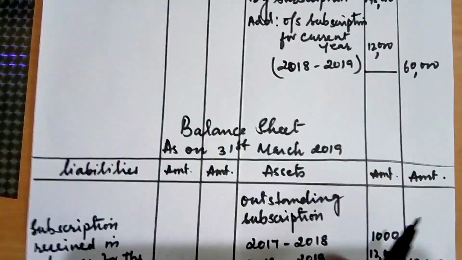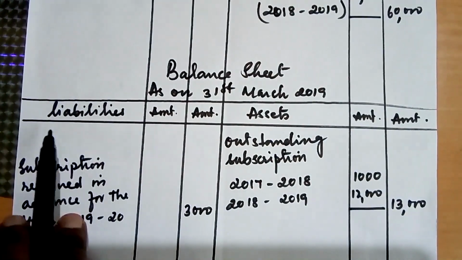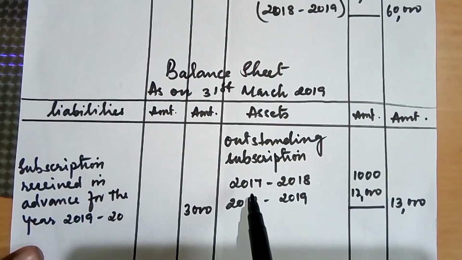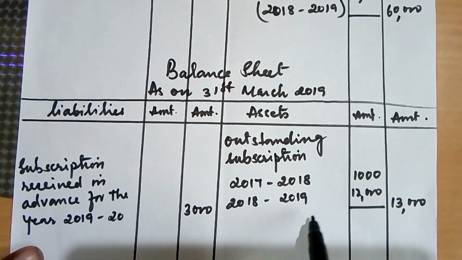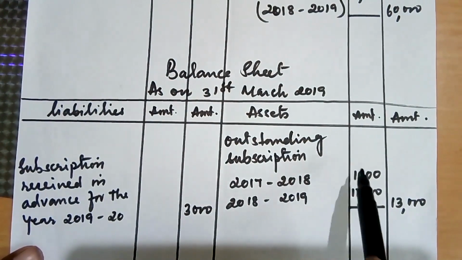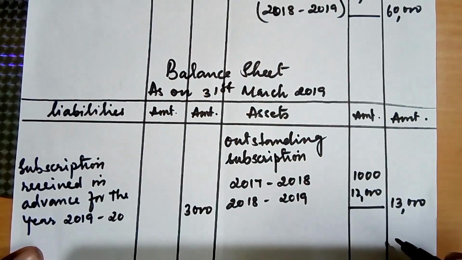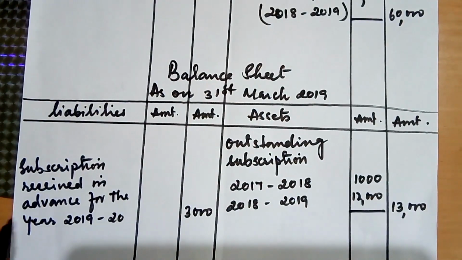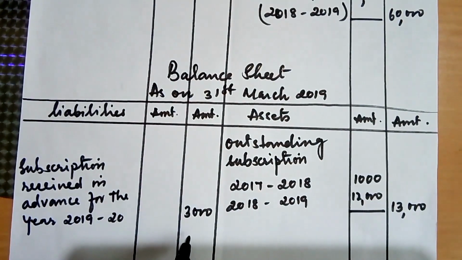Now let's see the balance sheet as on 31st of March 2019. Liabilities, amount, assets, amount. So on top we write outstanding subscription. For the previous year, it is given as 1,000, so we enter it over here. For the current year, it is 12,000, which we found out. We add these 2 and we get 13,000. Then subscription received in advance for the next year, that is 2019-20, is 3,000.